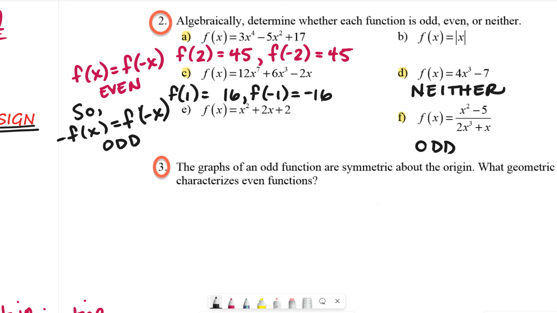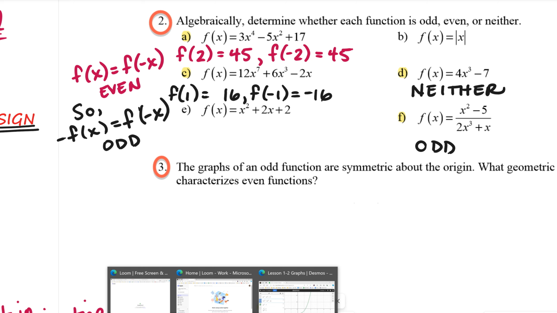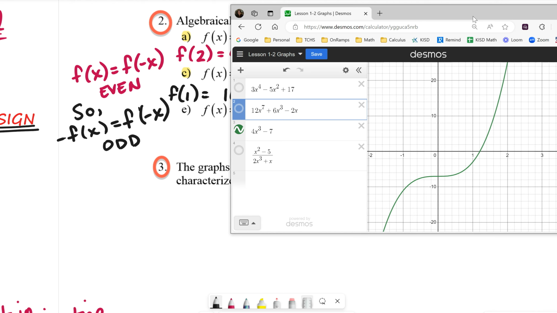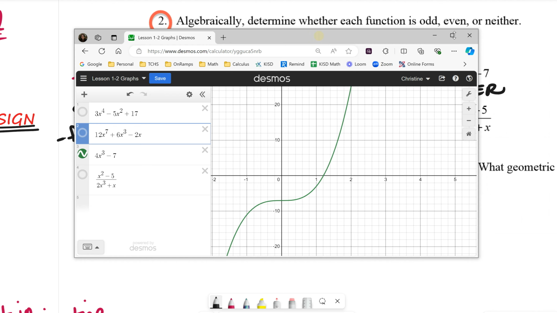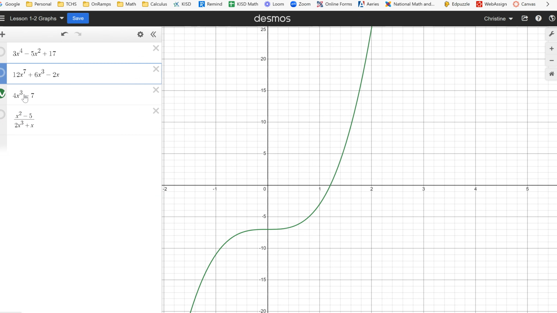So in problems D and F, you should have chosen them to be neither and odd. If you want to look at it just from the graphical perspective, here we go. The neither: x cubed minus 7. This one was a neither one. It neither reflects over the y-axis to overlap, and if you rotated it, it would not work out. It would not be symmetrical about the origin.